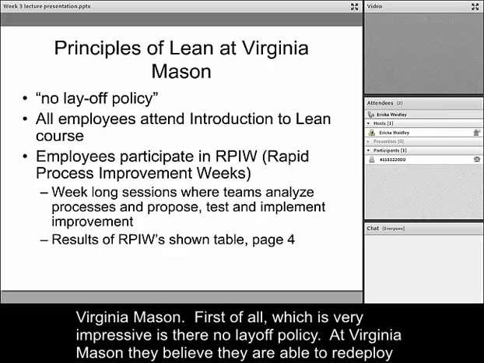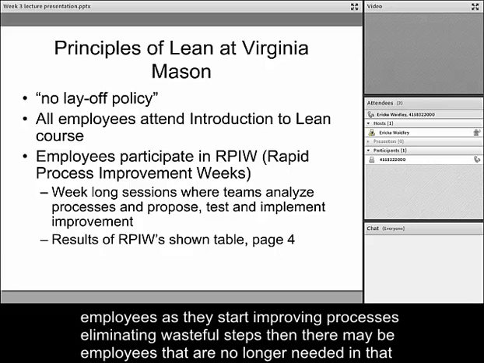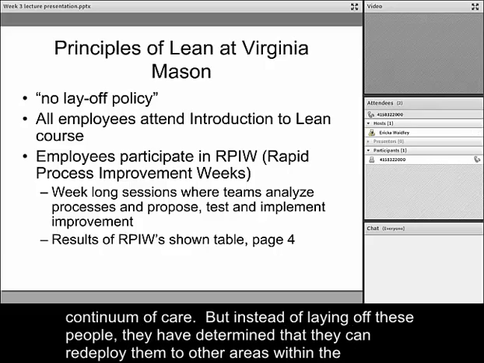First of all, which is very impressive, is their no layoff policy. At Virginia Mason, they believe that they're able to redeploy employees as they start improving processes and eliminating wasteful steps. Then there may be employees that are no longer needed in that continuum of care. But instead of laying off these people, they have determined that they can redeploy them to other areas within the organization.